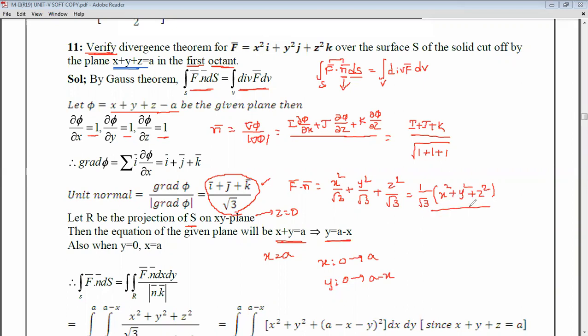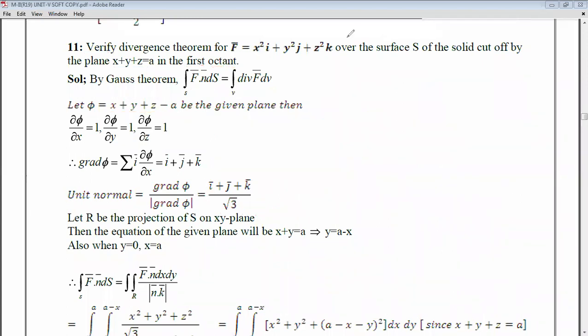So we have f bar dot n bar, and ds in the xy plane is dx dy by mod of n bar dot k, which is equal to dx dy by n bar dot k. n bar we already calculated, and with the dot product applying k, we get 1 by root 3. So ds is equal to dx dy by 1 by root 3. Now we need to substitute all those things and then simplify this.